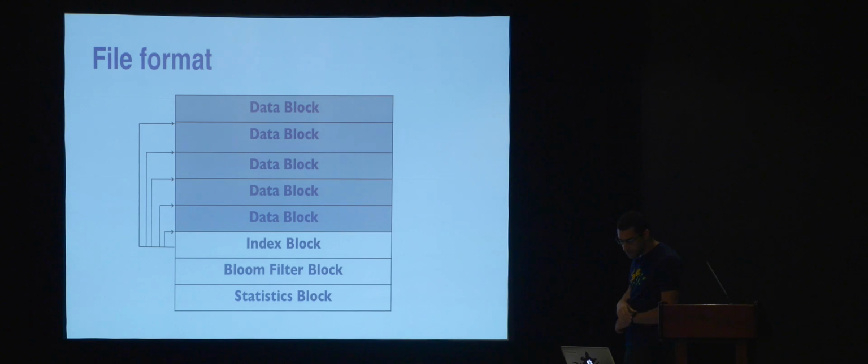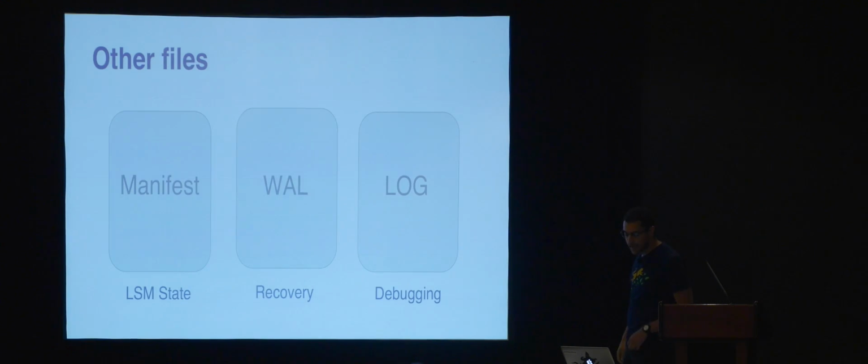We also have other files. So we have the manifest file. The manifest file includes information about the state of the LSM. For example, it includes information like which level each file belongs to, and we use it to do atomic updates to the state of the DB. So for example, when compaction runs, compaction removes some files and introduces new files. So in the manifest, we say these files were removed and these were introduced.